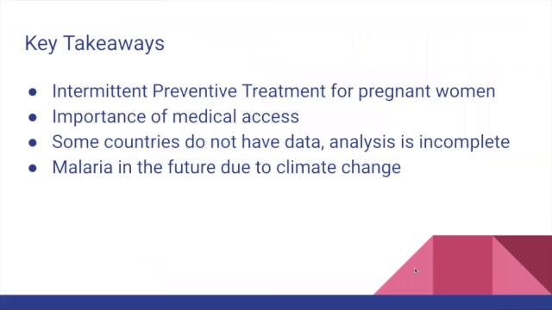Our key takeaways for the project: one of the main statistics we looked at was the percentage of pregnant women who received IPT, which is the intermittent preventive treatment for a high-risk group like pregnant women. This really showed us the importance of medical access and quality of medical care across both rural and urban regions. And another key point that we found was thinking about how malaria might impact Africa in the future due to climate change.